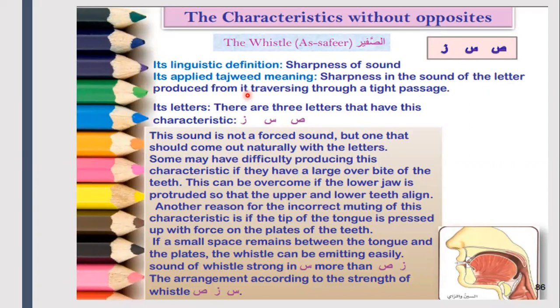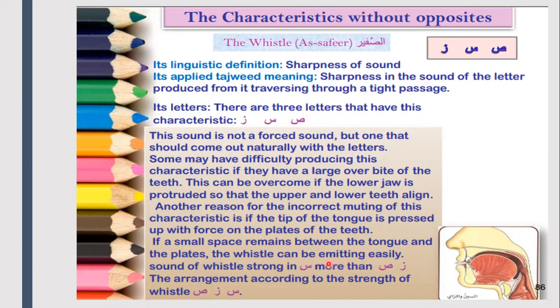Then we have the whistle, which is a safir. And a safir, as we said, applies to three letters, sad, sin, and zai. Basically, it's a whistling letter, a sharpness of sound, traversing through a tight passage. So here you have an image, coming through a tight passage.